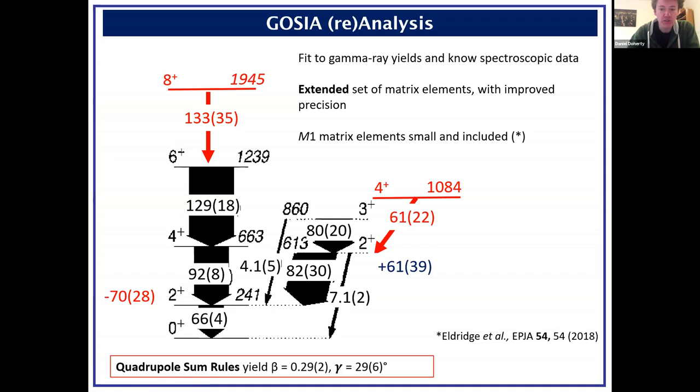But we were fortunate that previous work had been done in this Eldridge EPJA paper from 2018, using a californium source inside Gammasphere, and they had been able to determine the mixing ratio, which happened to support our previous conclusions that it's completely dominated by this E2 component. So it's actually their mixing ratio we use in the analysis and not one we've determined ourselves.